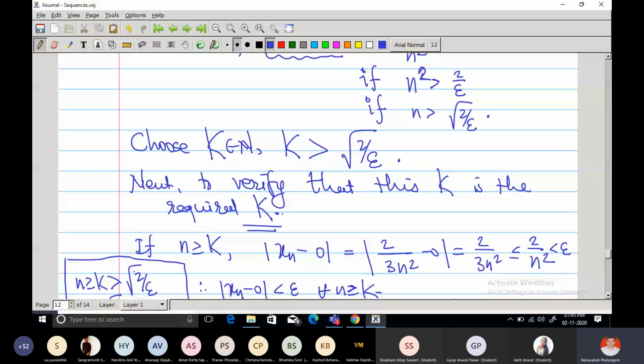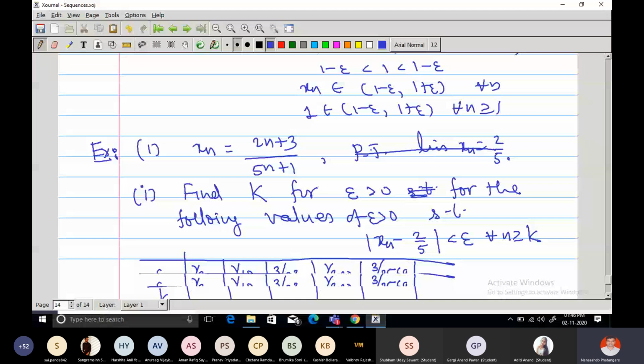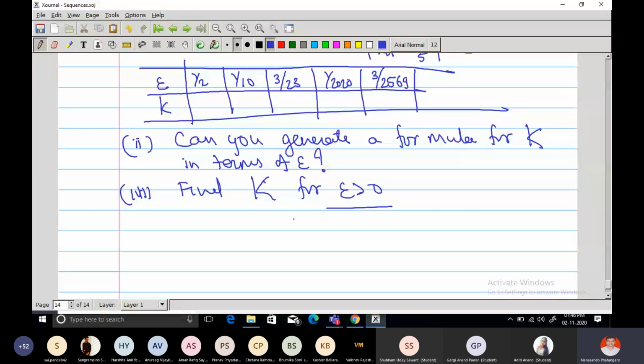So logically, what is the procedure? Given any epsilon, can you produce k? For these particular epsilons, we can certainly produce k. But in general, you are not satisfied with finitely many values. As we discussed in the example, if you are at 1 by 10 distance, if you are at 1 upon 1000 distance, is it sufficient to produce k for two values of epsilon?